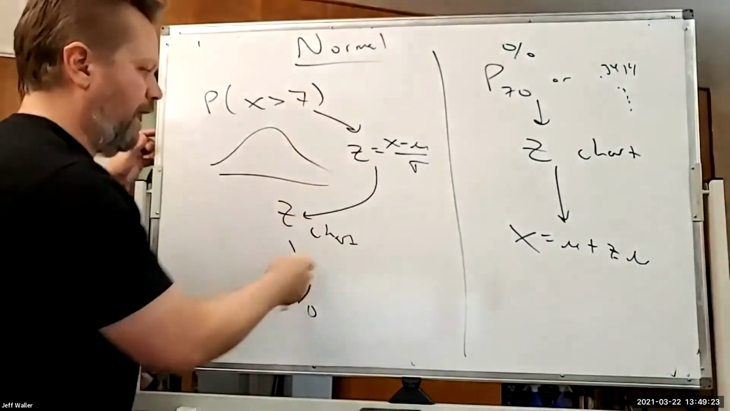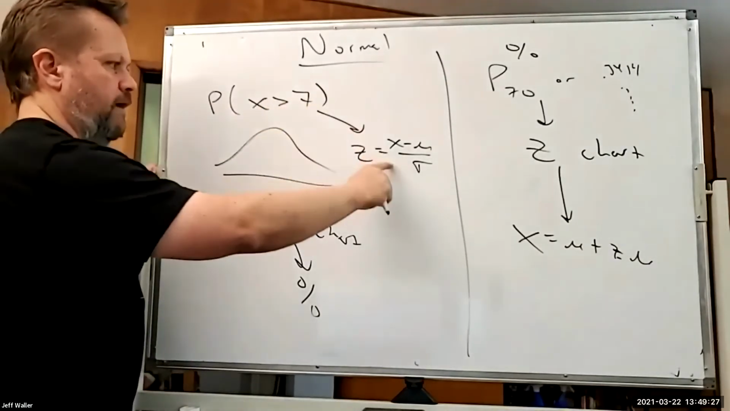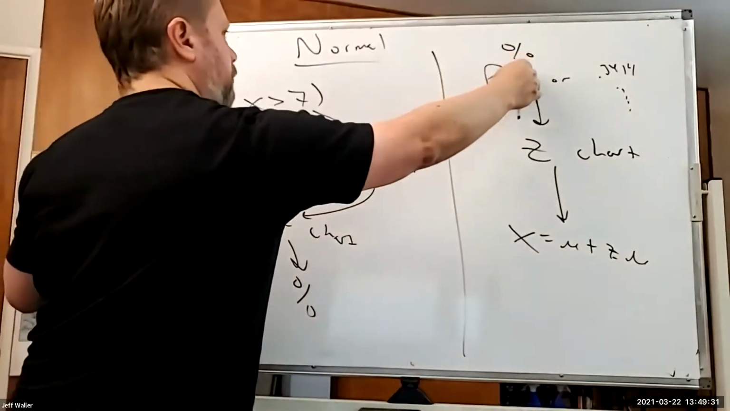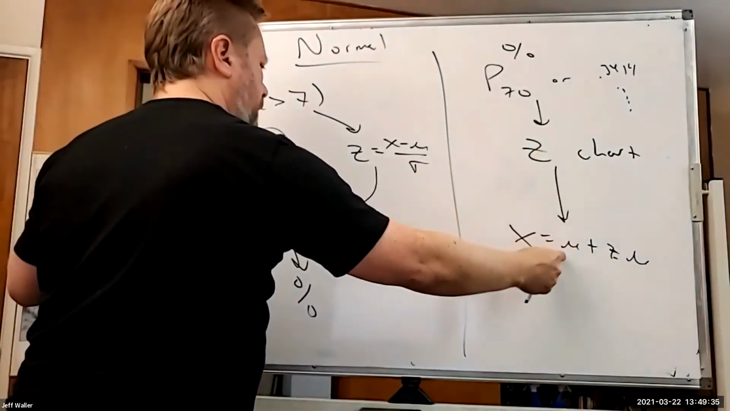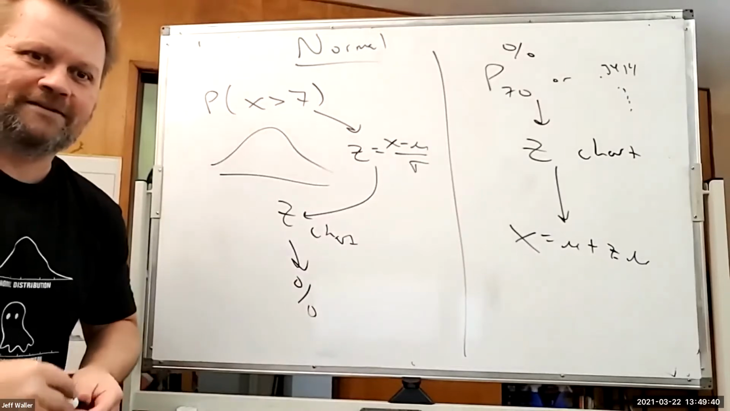So it's the exact opposite of this. So this way I start with the raw score, make it a z-score, look it up to get a percentage. Here I start with a percentage, I look up the z-score, and I convert that back to an x-score. All right.